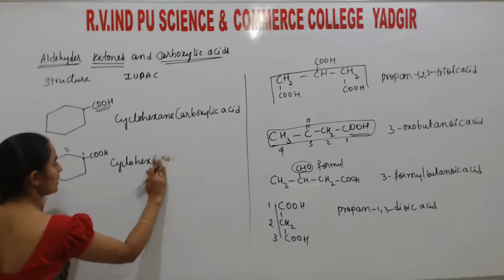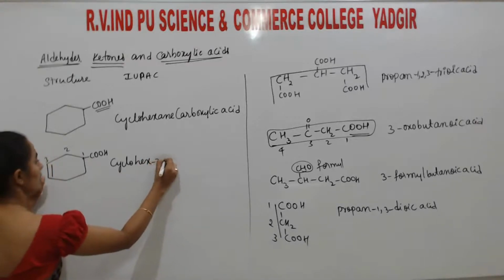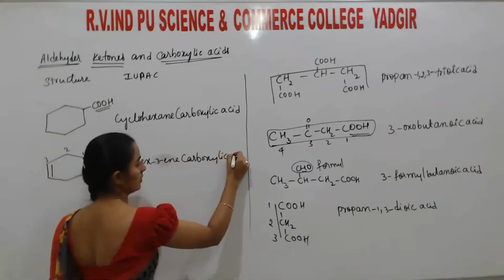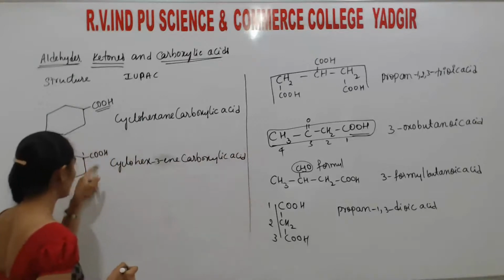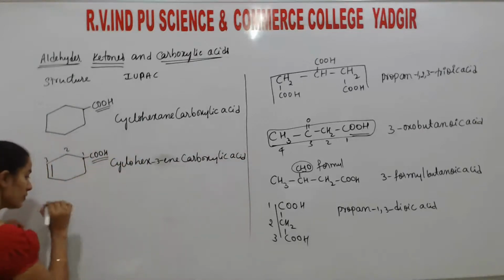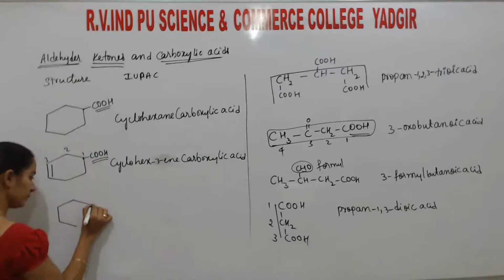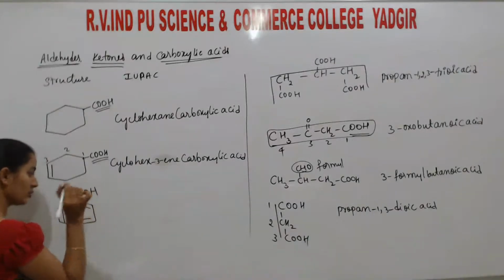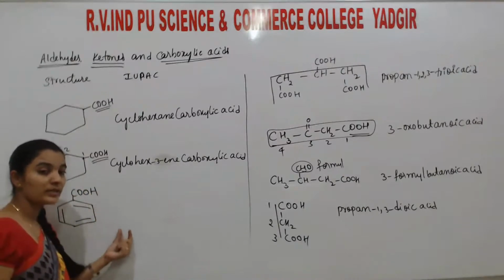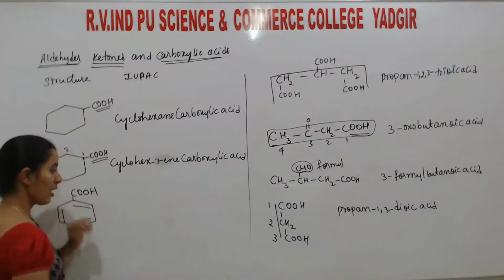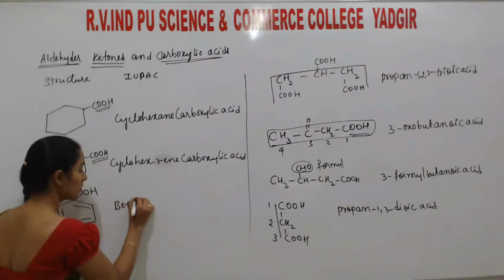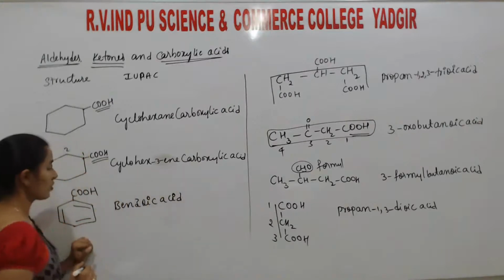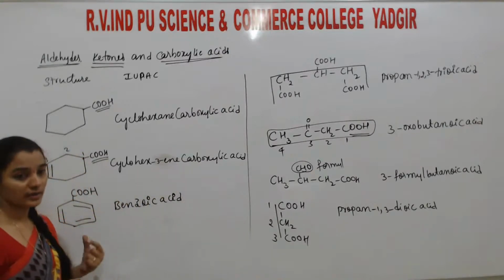But this hexene, in position is how much? 3 in carboxylic acid. The preference is given to only this group. So if benzene is there, if COOH group is attached to this, so this is also benzene carboxylic acid, also called as benzoic acid. Only this one is called as what? Benzoic acid.